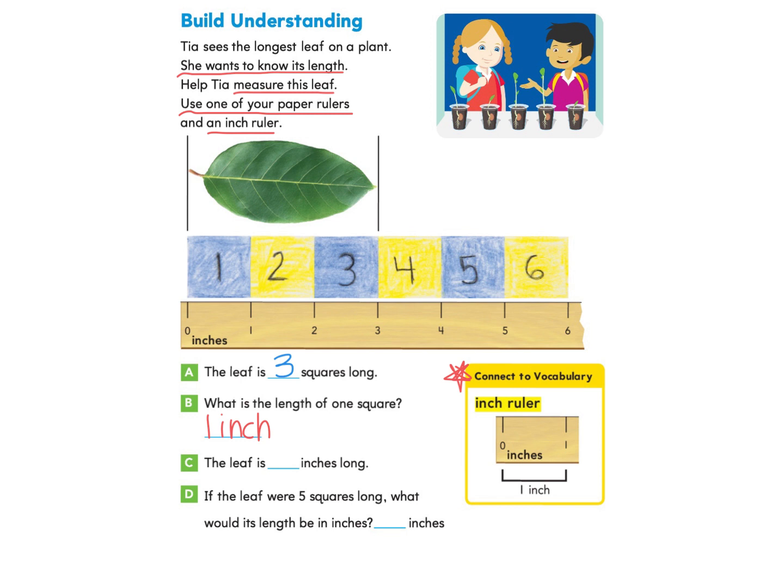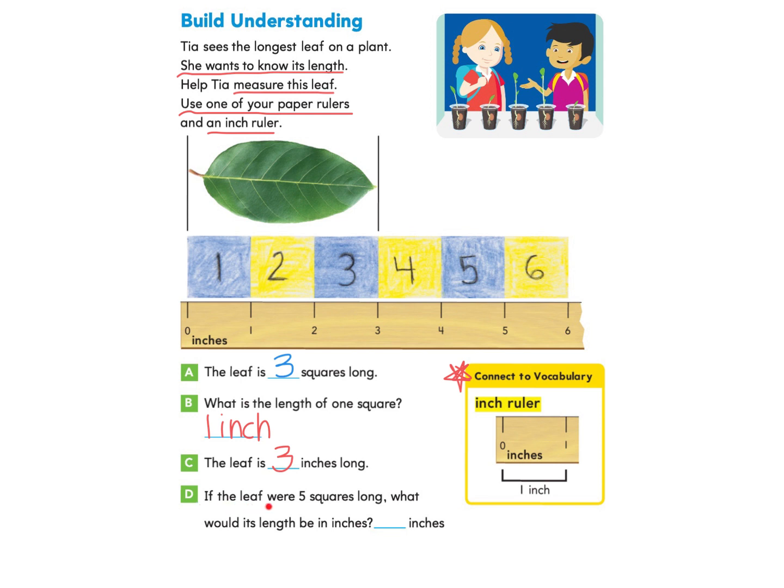Now let's take a look at part C. The leaf is blank inches long. Okay, so we know that we start here at our 0 mark and we go to the leaf end. So we're gonna go 1, 2, 3. That's where the leaf ends. So our leaf is 3 inches. And we know that each square was 1 inch. So 3 inches long. Now let's take a look at part D.